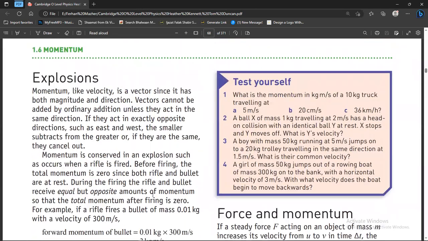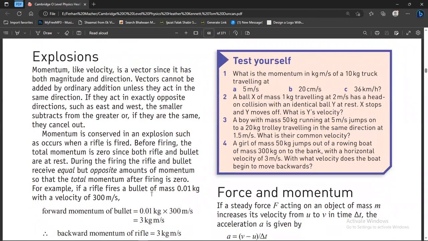Okay, so here we also have test yourself. What is the momentum in kg meter per second of a 10 kg truck traveling at 5 meter per second? Very simple question. You can practice it yourself. 20 centimeter per second. The only problem here is that the centimeter per second must be converted first into meter per second. The C part is that the velocity is 36 kilometer per hour.